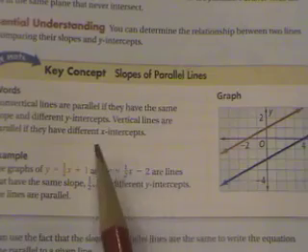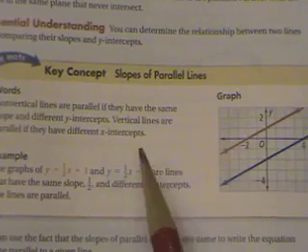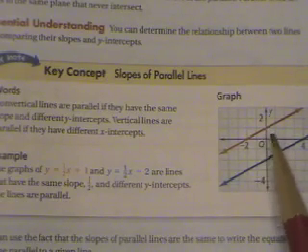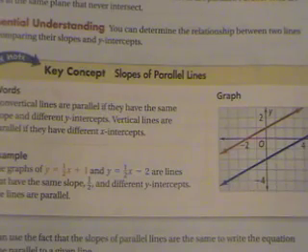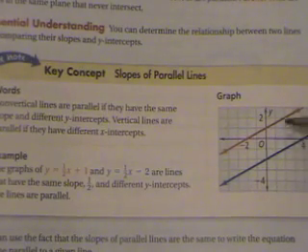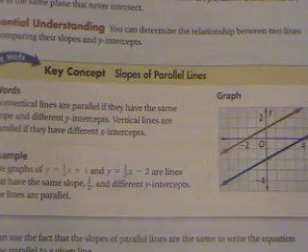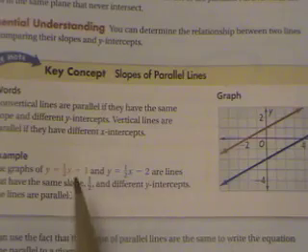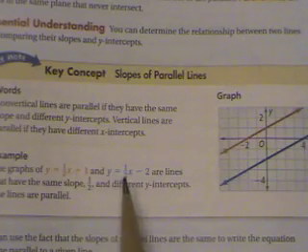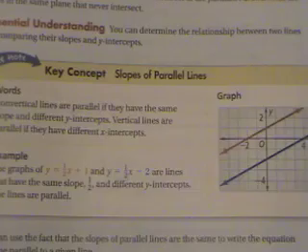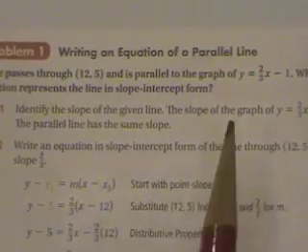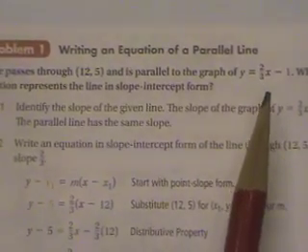Page 327, this helpful little box here, they are showing you non-vertical lines are parallel if they have the same slope and different y-intercepts. Vertical lines are parallel if they have different x-intercepts. And then they give you the graphs of these two lines here. Check it out. Each of them has the slope 1/2. So we know that two lines are parallel if they have the same slope.